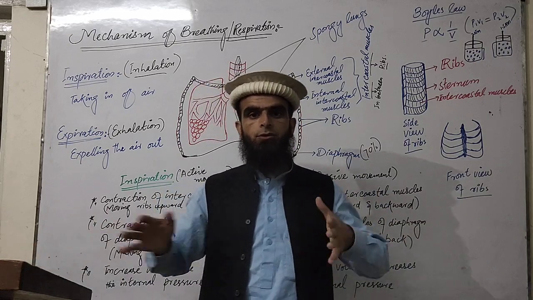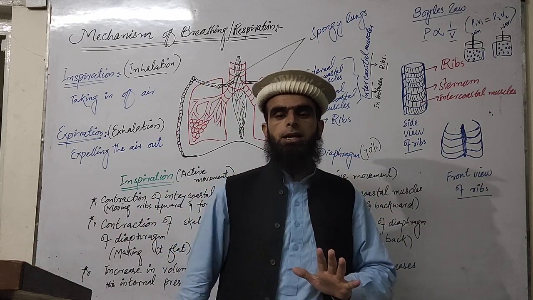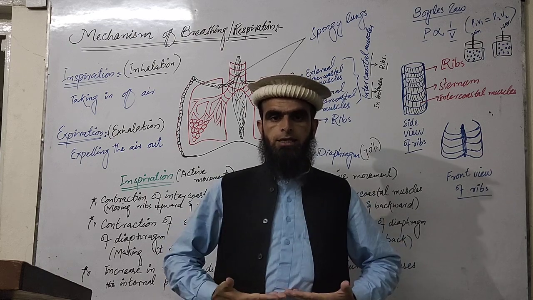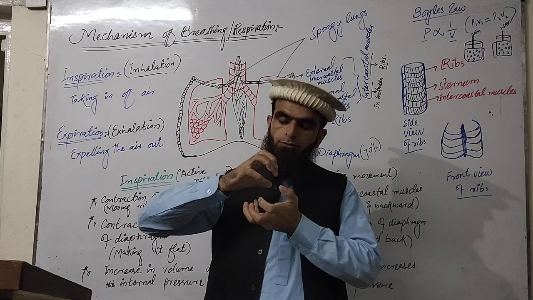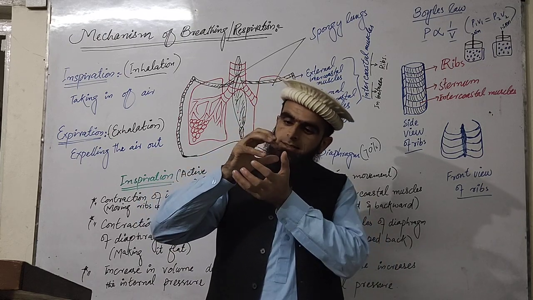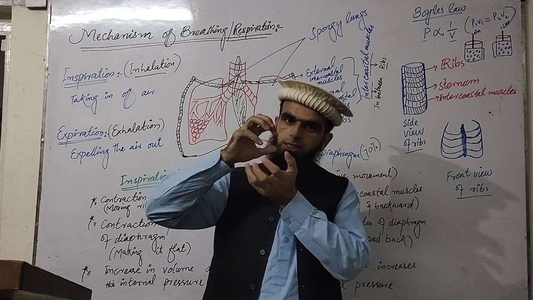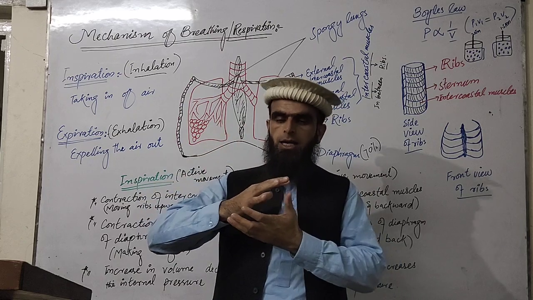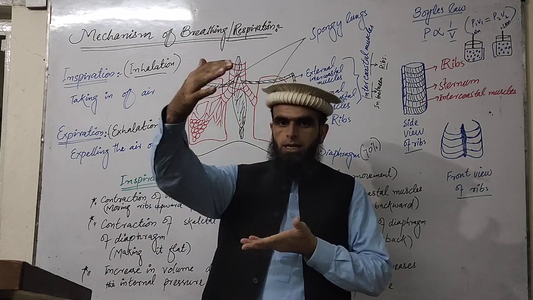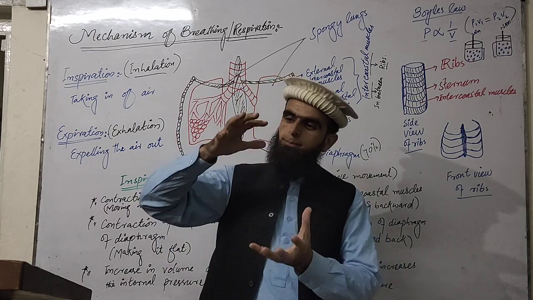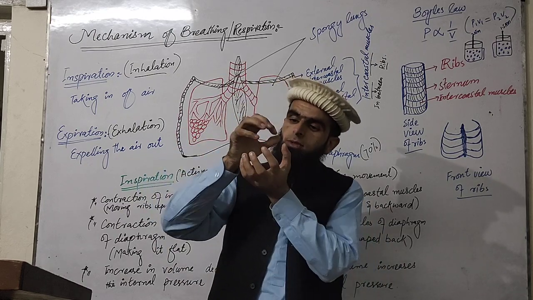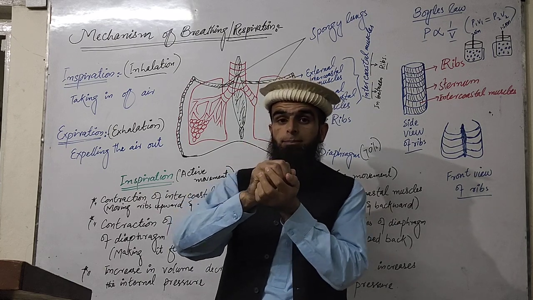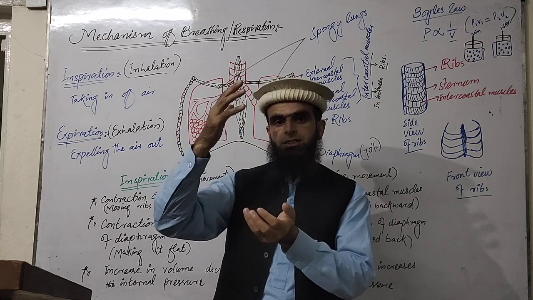The same thing happens with our lungs. Whenever our ribs and the diaphragm from below apply a force, this decreases the volume inside the lungs. There is pressure on the lungs from below and from the upward side. So the volume of the lungs is decreased. Whenever the volume of the lungs is decreased, the pressure inside the lungs is increased.